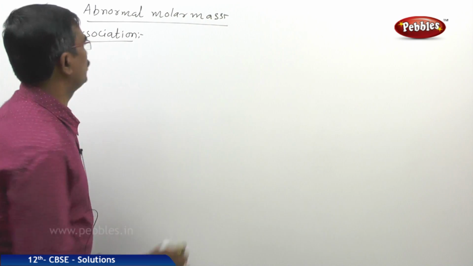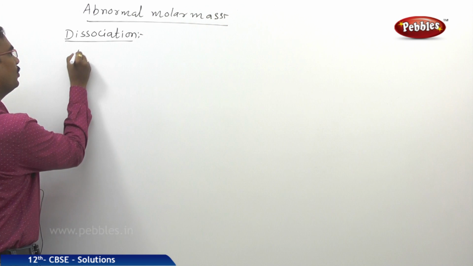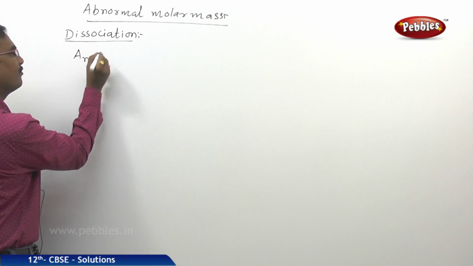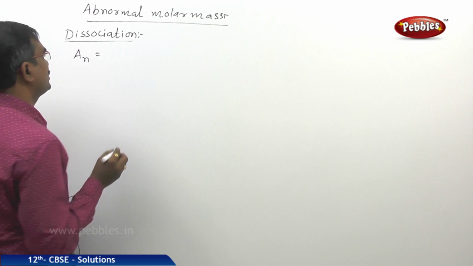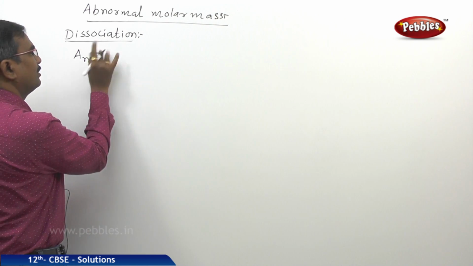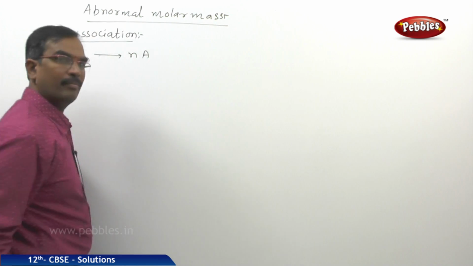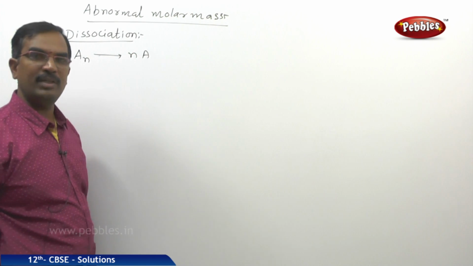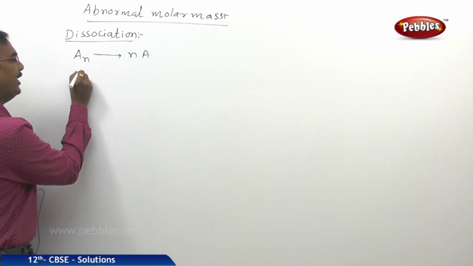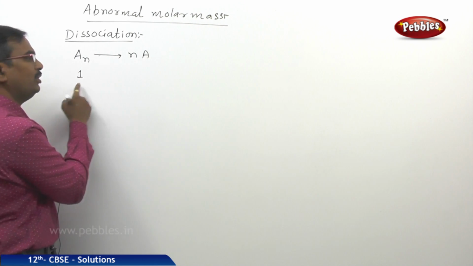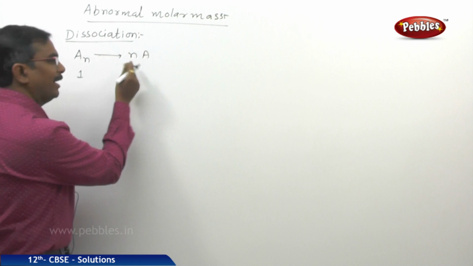So let us take a solute. Assume the general formula of the solute as A_N, which gives n moles of A. That means if I take 1 mole of this solute, it is able to give n moles.